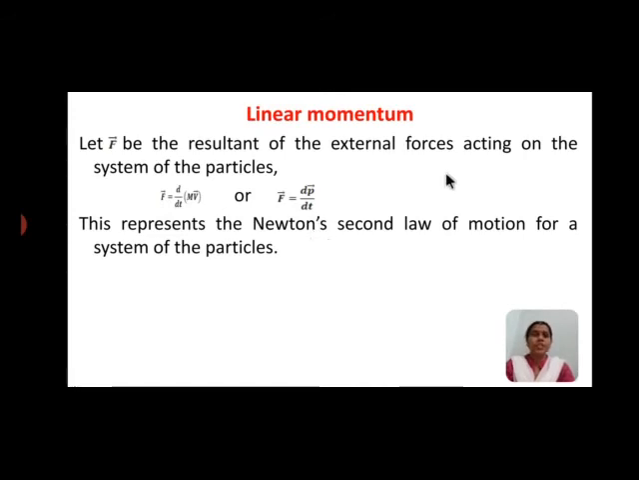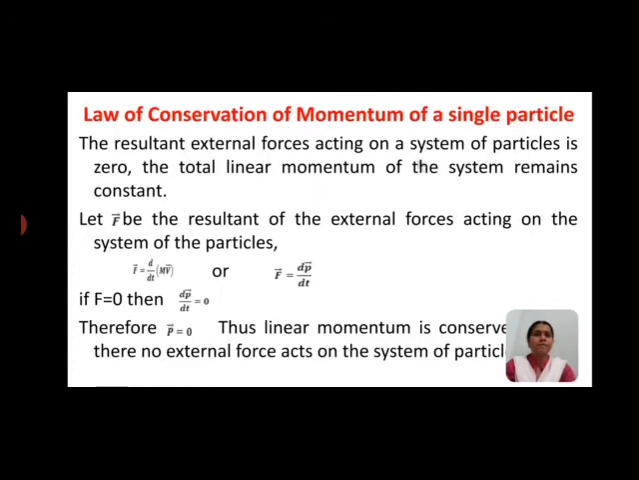Okay. So, till now we learnt about linear momentum. Next, we move to the law of conservation of momentum of a single particle. Here, there are three types of laws of conservation: the law of conservation of momentum of a single particle, of a two-particle system, and similarly of a system of any number, n, of particles. So now we move to the law of conservation of momentum of a single particle.